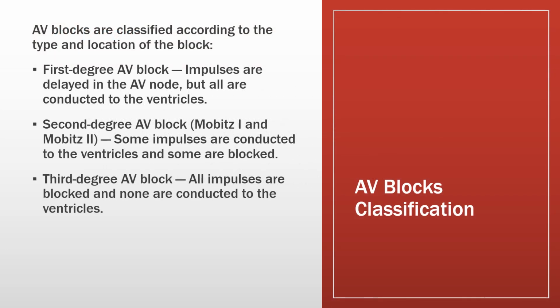There's different classifications of the AV blocks. We have a first degree. That's where the impulses are delayed in the AV node. We have a second degree, and there's two types. There's a Mobitz 1 and a Mobitz 2. So some of the impulses are conducted to the ventricles and some are blocked. And then our third degree. So all the impulses are blocked and none are conducted to the ventricles. And we're going to go over these a little bit more.